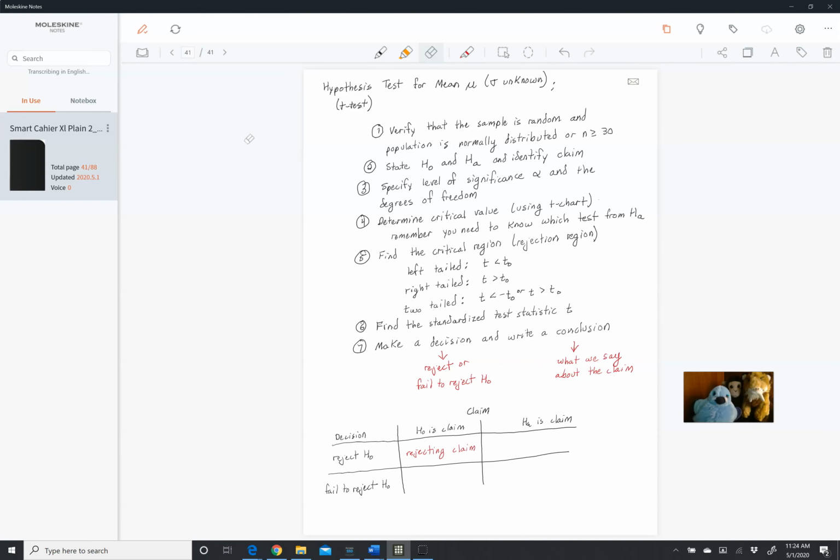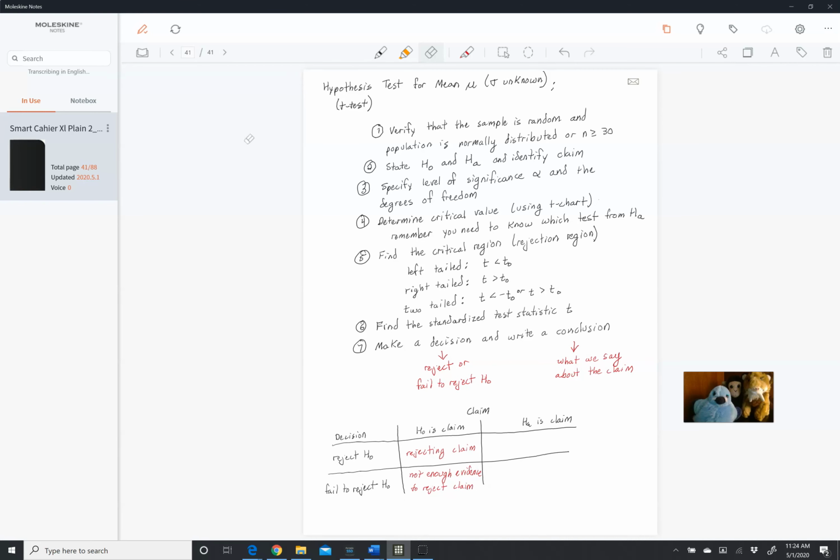Okay. If you're failing to reject, all you're saying is that you're failing to reject the claim. So there's not enough evidence to reject it. This doesn't mean that you're supporting it.